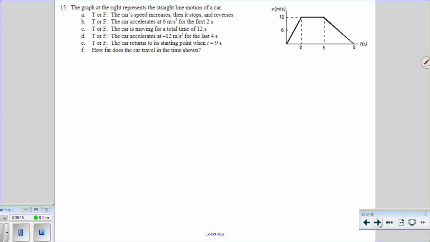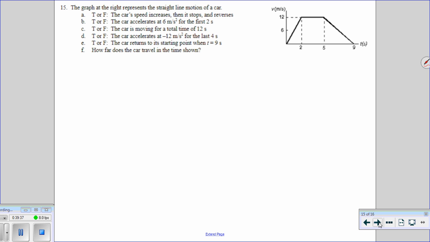Adam, D. Car accelerates at negative 12 meters a second squared for the last 4 seconds. False, totally. I don't know what the acceleration is, but it's not going to be 12, right? Because it takes 4 seconds for the velocity to decrease by 12, right? So what is it? Negative 3, I guess, right?